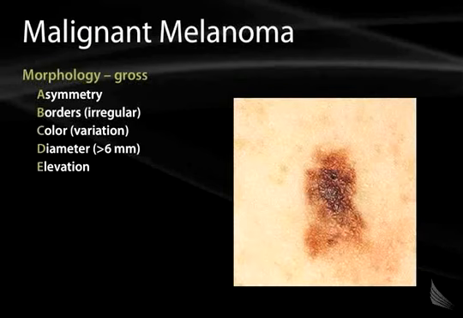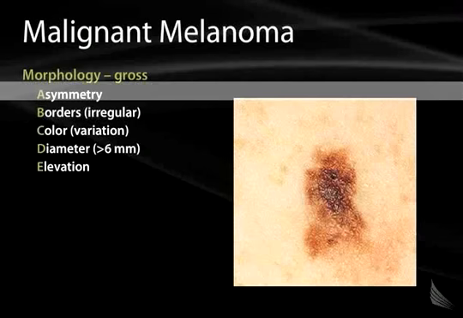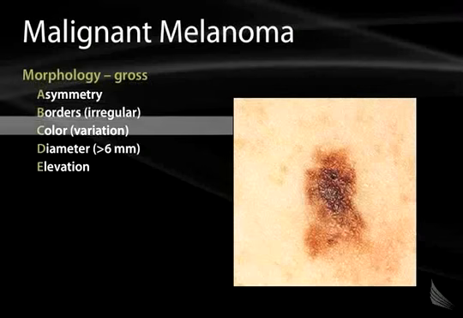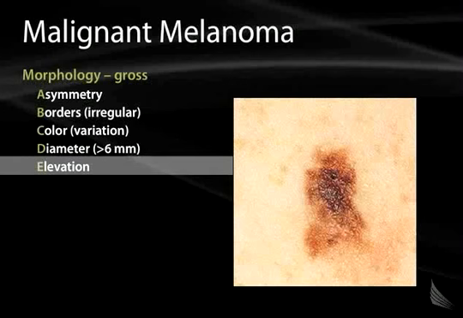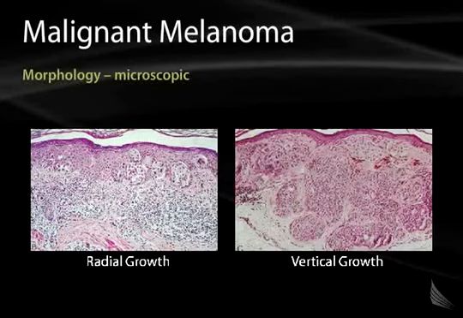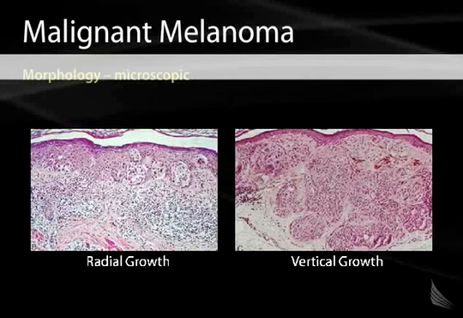Malignant melanoma, like atypical nevi, is identified with the ABCDEs: asymmetry, borders irregular, color variation, diameter greater than 6 millimeters, and elevation or evolution, meaning changes in behavior. Under the microscope, malignant melanoma may appear differently depending on whether it is in the radial growth phase or the vertical growth phase. In all cases, you see a proliferation of markedly atypical nests of melanocytes, but in radial growth phase, pagetoid extent is more notable.